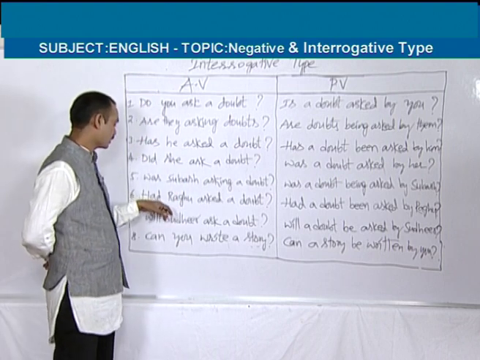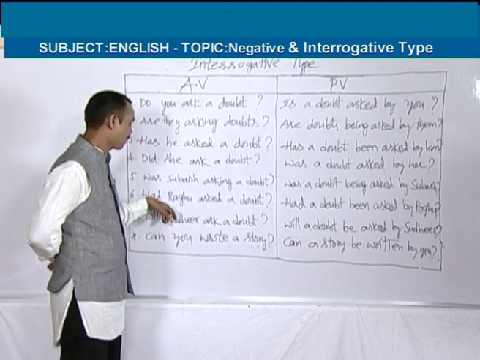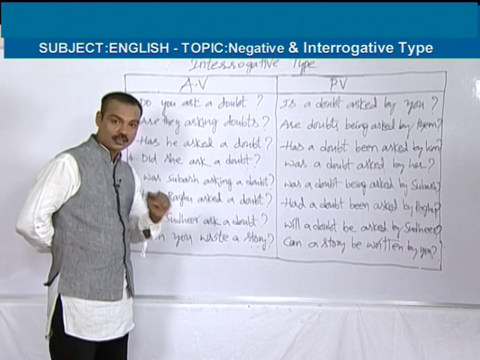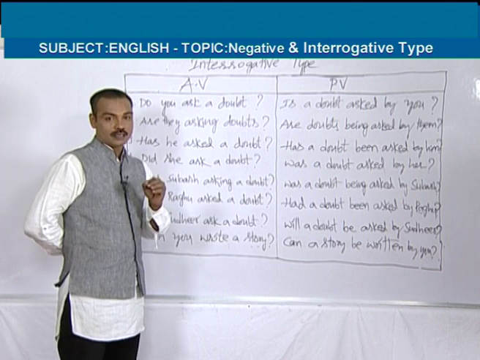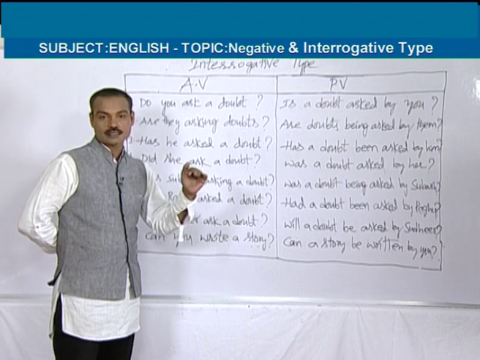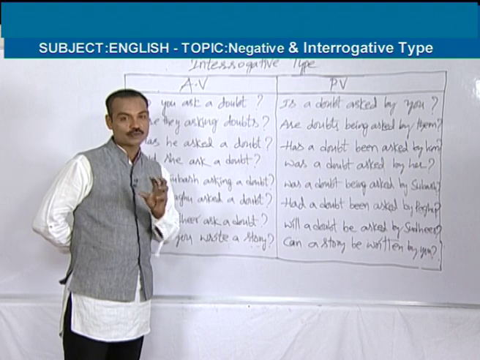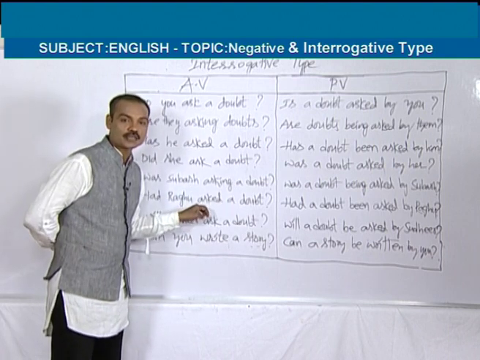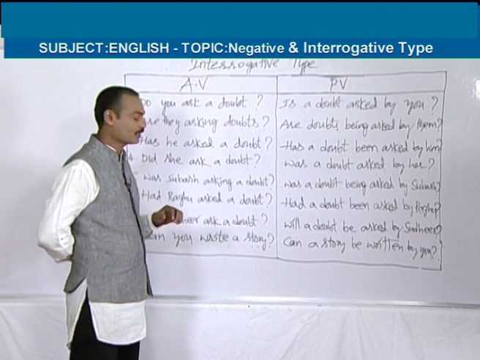Let's see one more tense here, that is past perfect tense. Had Raghu asked a doubt? It is an active voice. So before going to change this active voice into passive voice, you should find out which tense it is. See, it is from past perfect tense. Friends, how can you find out this is from past perfect tense?